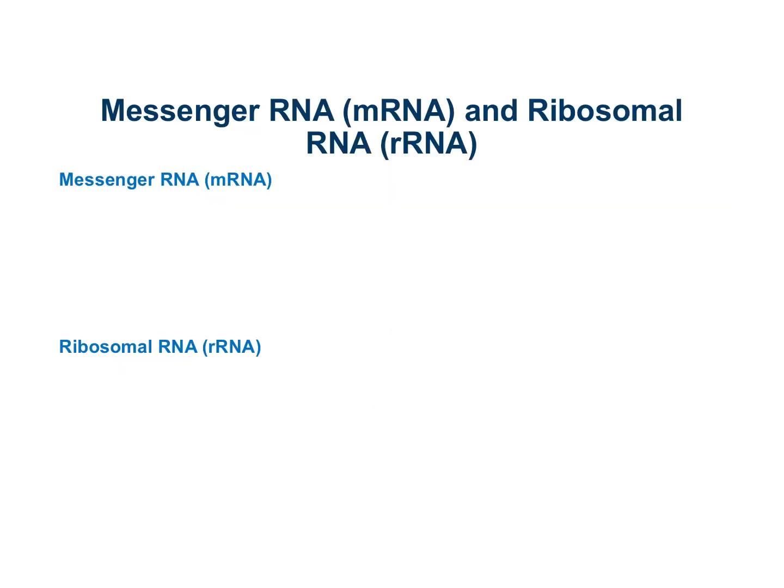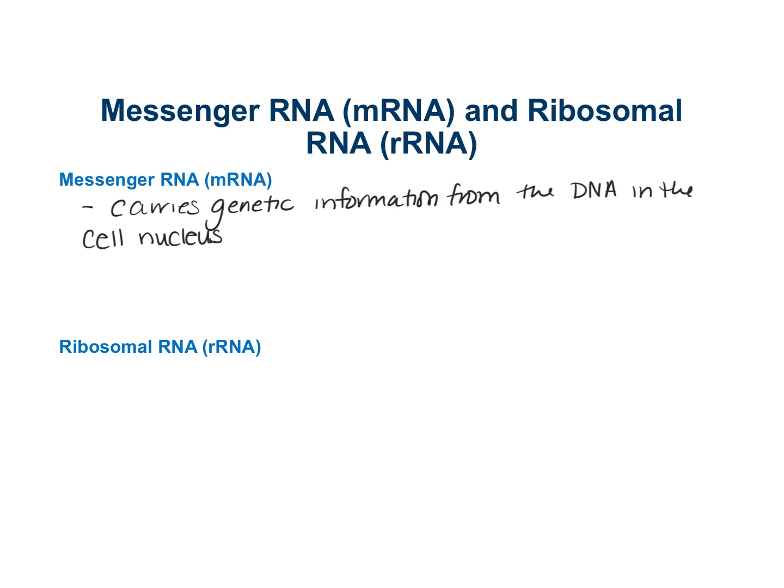Okay, so messenger RNA functions as a carrier of genetic information from the DNA of the cell nucleus directly to the cytoplasm where protein synthesis takes place. So messenger RNA carries genetic information from the DNA in the cell nucleus to the site of protein synthesis in the cytoplasm. Okay. And that's where in the cytoplasm, that's where protein synthesis takes place, right?